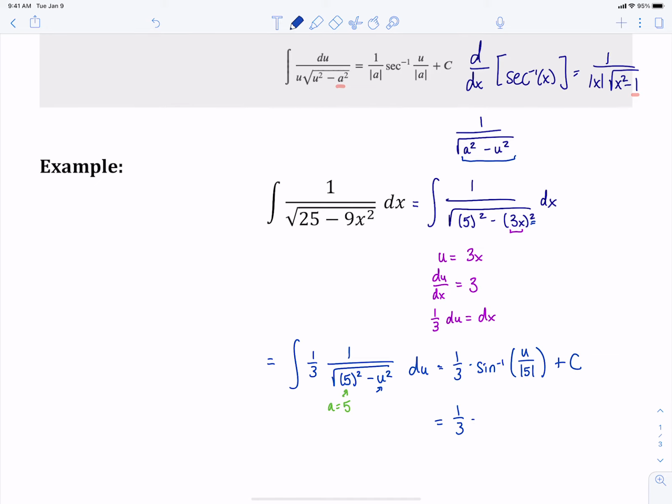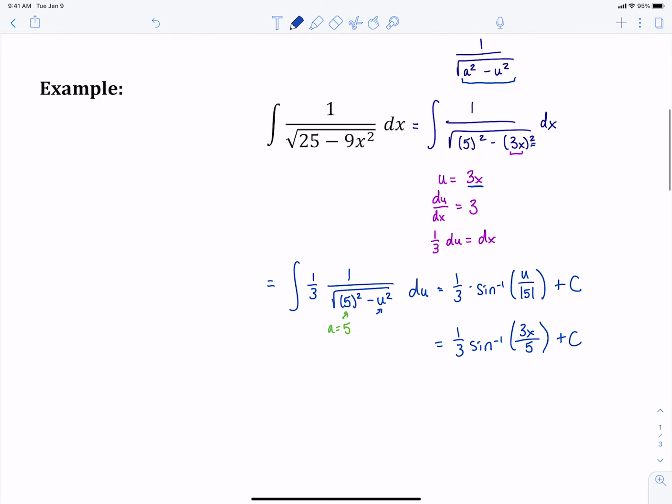Now, making this look nice and getting this back in terms of x, because u is 3x and the absolute value of 5 is 5, we can write it like that, and then plus C. So that's all we have to do. It's a little bit of rewriting just so we can realize how it exactly fits with that formula. But once we get it written how it's supposed to look in the formula, it's not too bad.